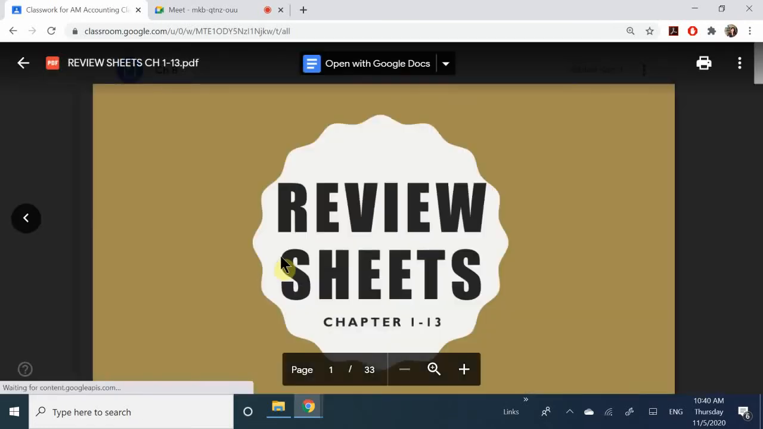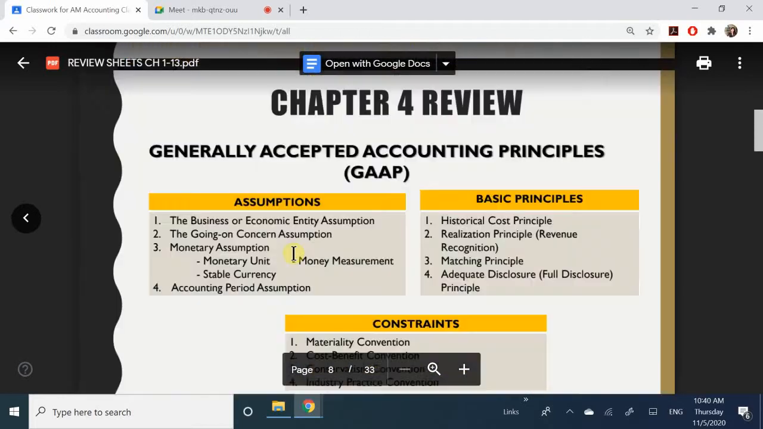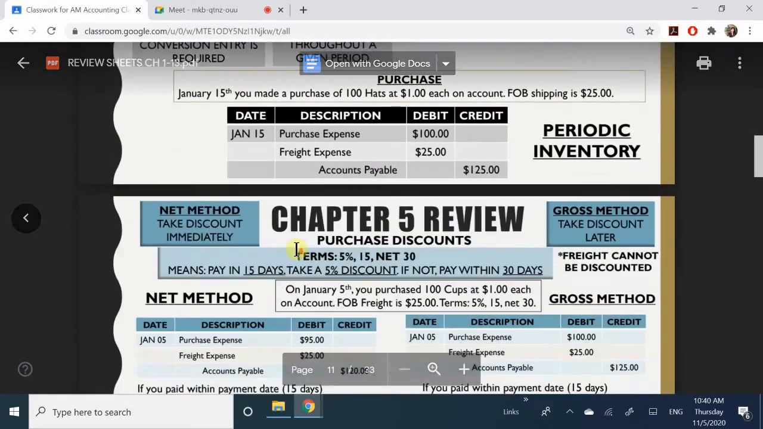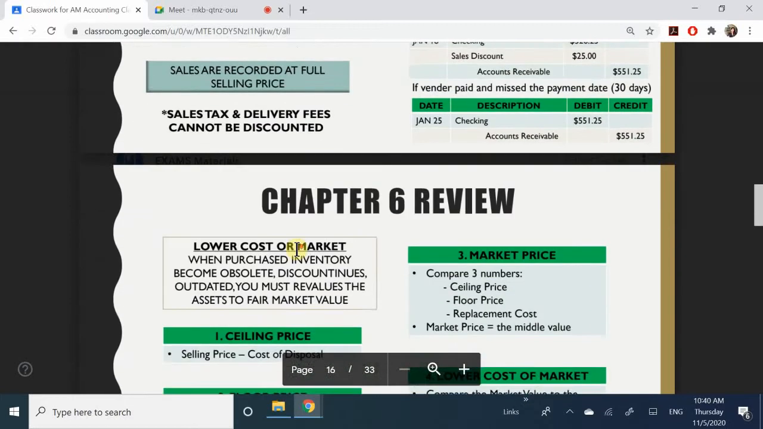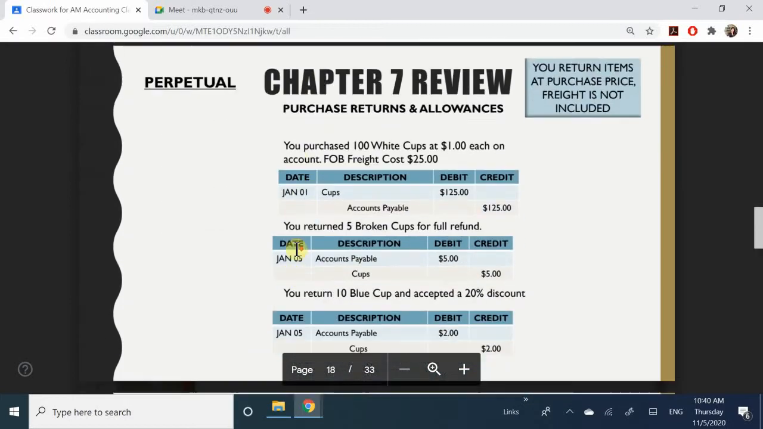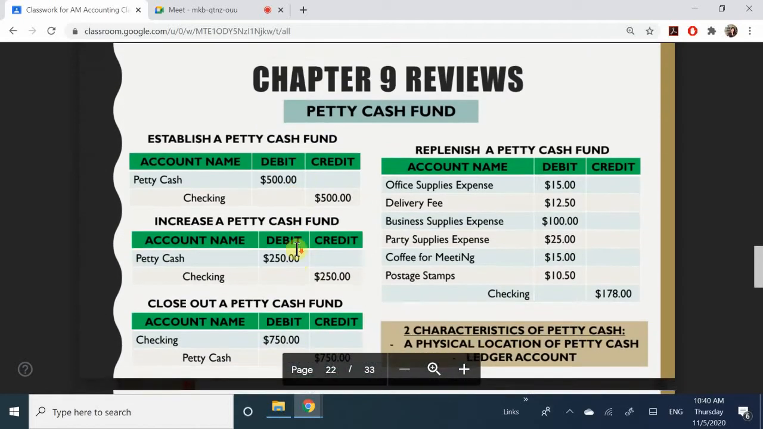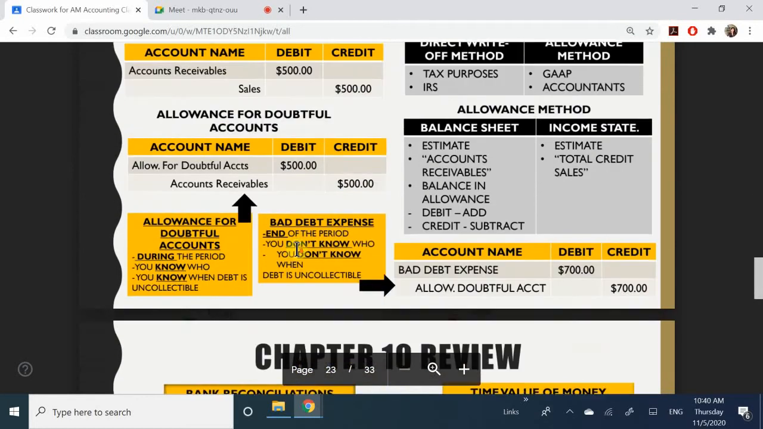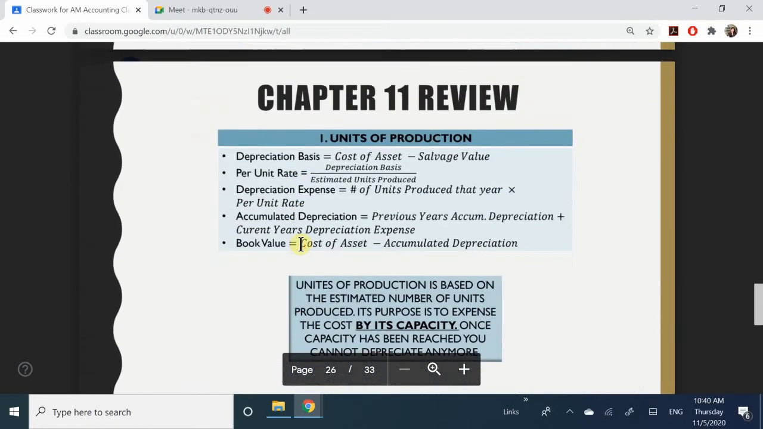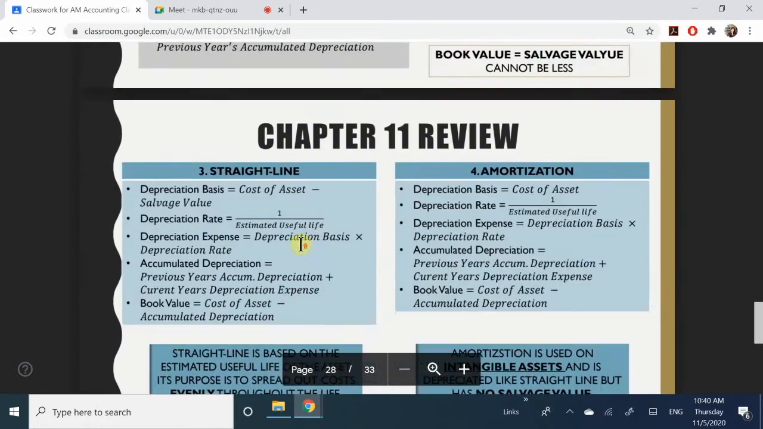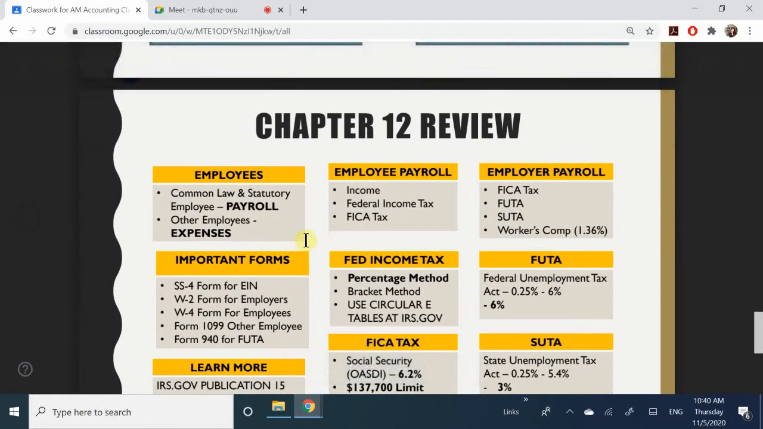Last time we went over the first 11 chapters. Everything is here, and I've also updated it with the extra information for depreciation. Everything here is going to be on the exam. And here's the extra piece of information. For payroll, here it is.